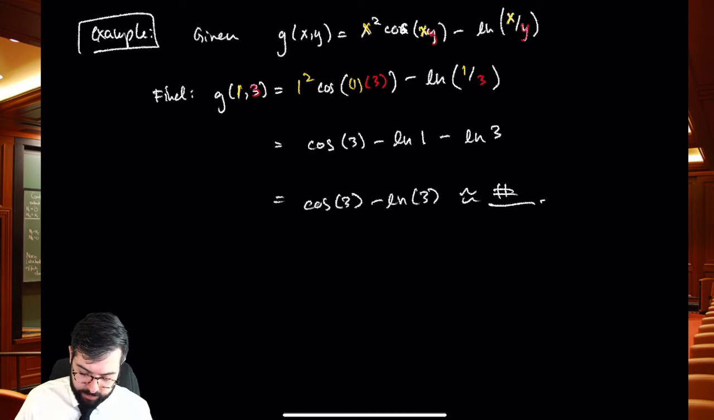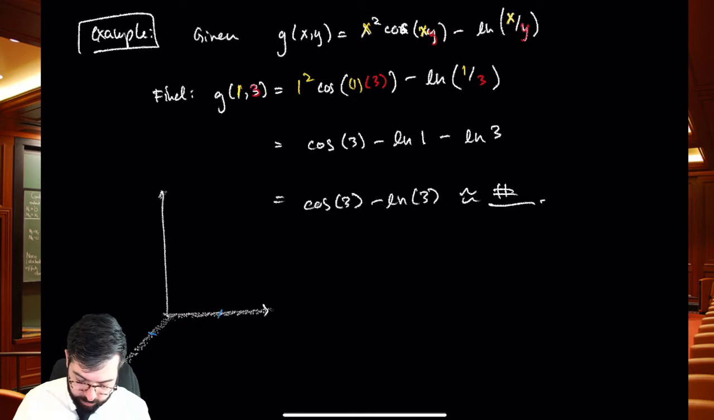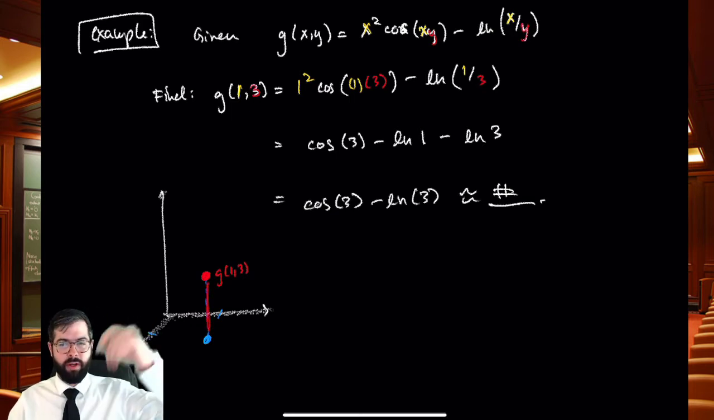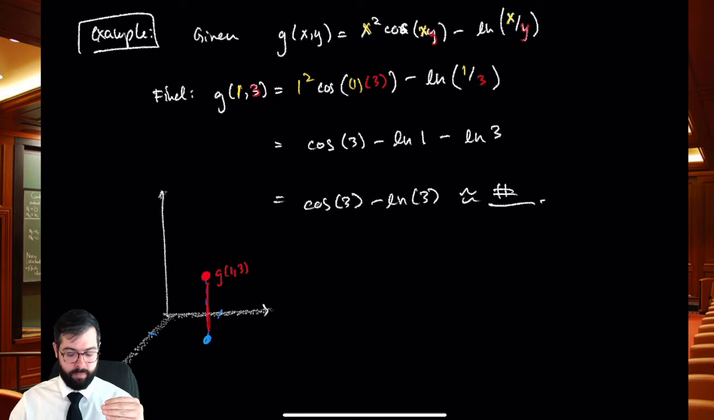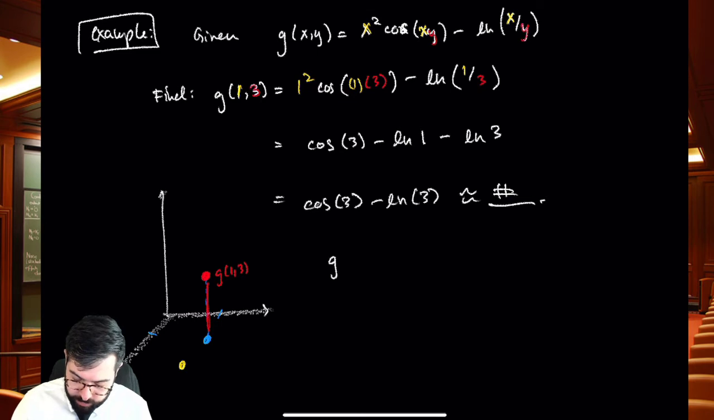So we can do this. We can do this with any pair. So here's 1, 3 out here, and it draws it up to some point z. So here's g of x, y, or here's g of 1, 3, let's say. Again, you can think of the height over the point as being like the temperature at that point. So why don't you go ahead and find g of negative 2, 5.